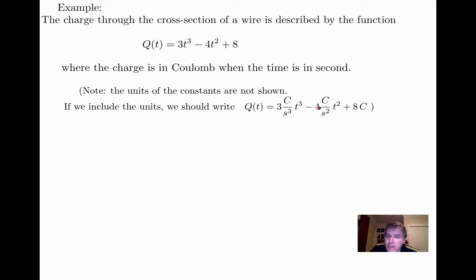Same thing here. We have 4t squared, but the 4 is really in Coulomb per second square, so that the units of the second square cancel the unit of the t square, and you get Coulomb again. Finally, there's no factor of t with the 8, so the 8 must be directly in Coulomb. So each term here is in Coulomb after you plug in a time in second.